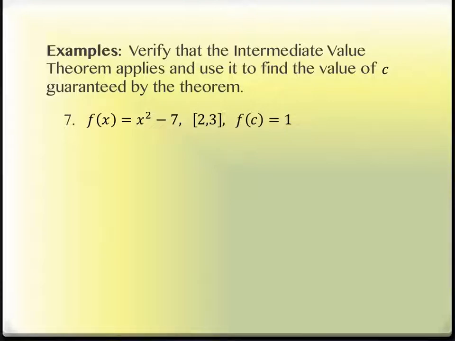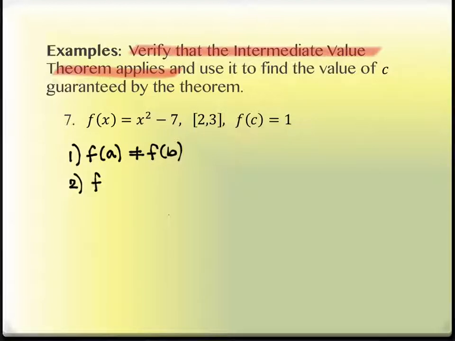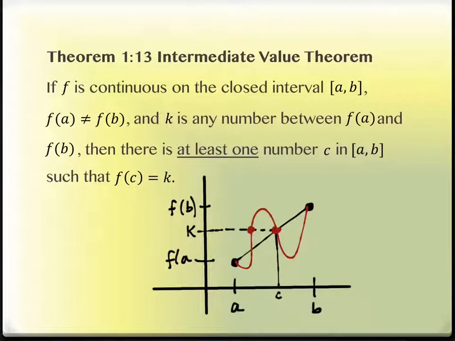Same thing here. Verify the Intermediate Value Theorem applies and use it to find the value of c guaranteed by the theorem. So what does it mean to verify that it applies? Well, it means to verify that f(a) does not equal f(b). That's the first thing we're going to verify. Well, it doesn't matter if it's first or second, but that's one of the things we have to verify. And the second thing we have to verify is that f is continuous. The reason I can say those two things is because that's what the definition says. It says it's continuous and that the endpoints don't match. And as long as those two things happen, then the Intermediate Value Theorem will apply.